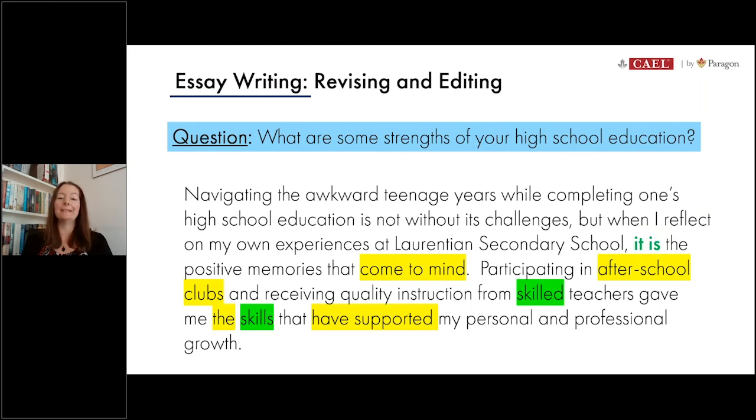The first correction's easy. I've gone from an it's to an it is. Right? In academic writing, we don't want to use contractions. It's better to write the full form. So that's a really quick fix.